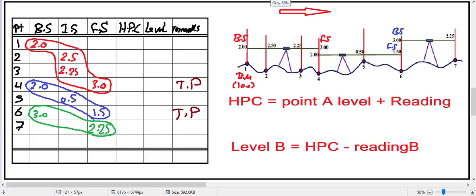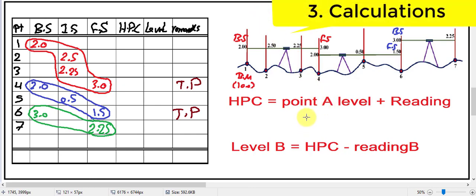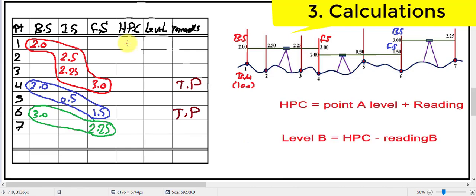The third step is to perform calculations. The calculation will be performed according to these two equations: the first equation for calculating HBC, and the second equation for calculating unknown levels. So to calculate the HBC for the first position, the first point was the benchmark and its level was 10 meters.